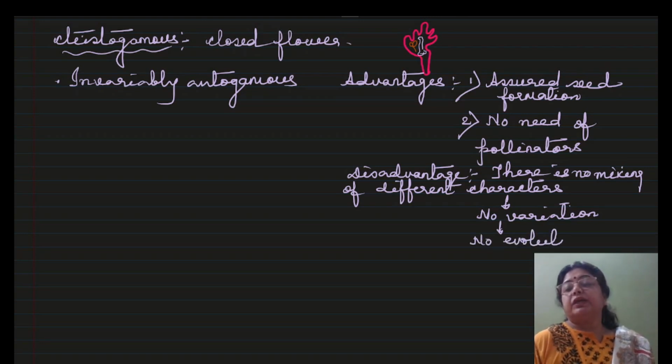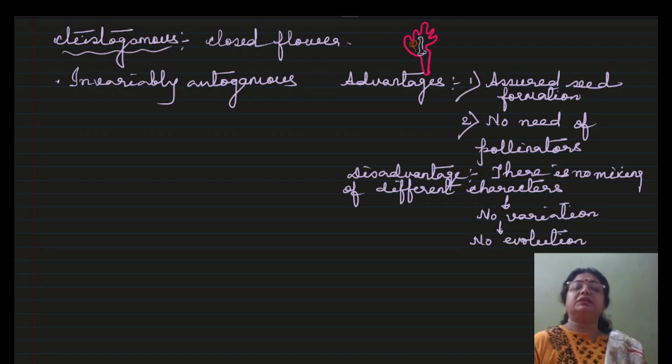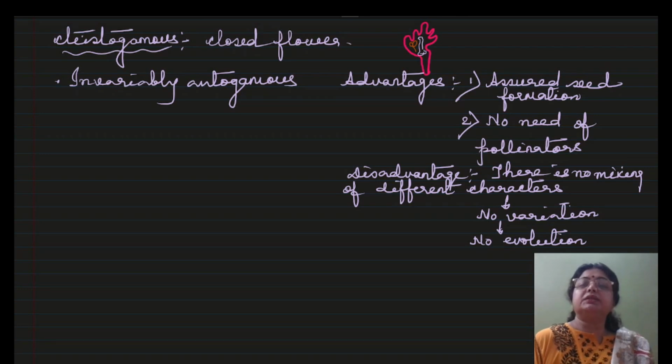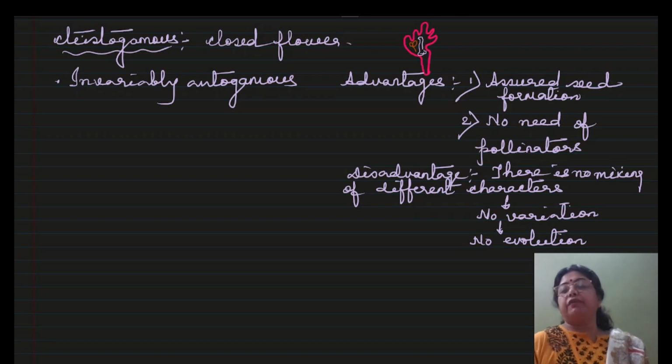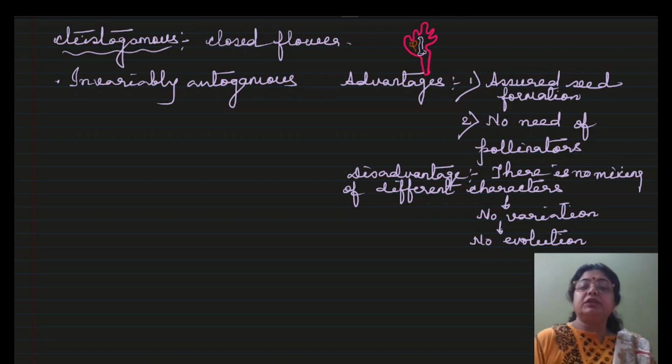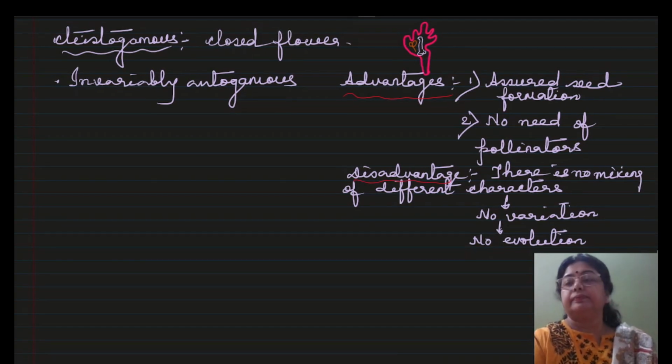Means what? If there is self-pollination, the same characters of the same flower, of the same species, are getting transferred again and again. But if it had come from another flower, there would be a mixing. So this is one disadvantage. Clear? Otherwise, there are two advantages. So this is all about autogamous. This part is important.